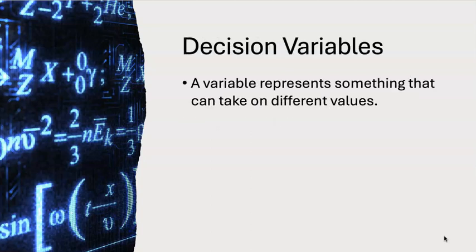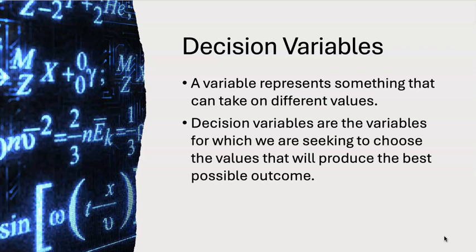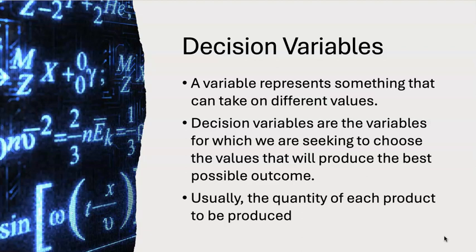Decision variables. Now, in general, a variable represents something that can take on different values. Decision variables are the variables that we are seeking to choose values for that will produce the best possible outcome for us. So in relation to our problem, we want to find the best values for these variables in order to get possibly the best profit or lowest cost or highest revenue. And the decision variables are usually the quantity of each product to be produced. So it's usually related to our product mix.